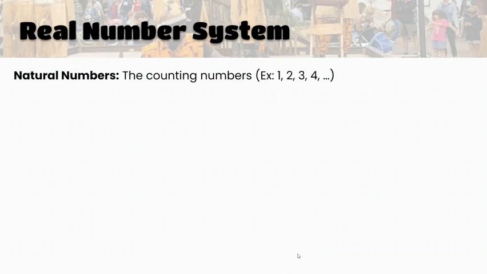So the natural numbers are the counting numbers, 1, 2, 3, 4, 5, 6, 7, 8, anything like that. In theory, you could count to 1,000,000. You're not going to waste your time doing that, but that is still considered a counting number because I could count there if I wanted to.